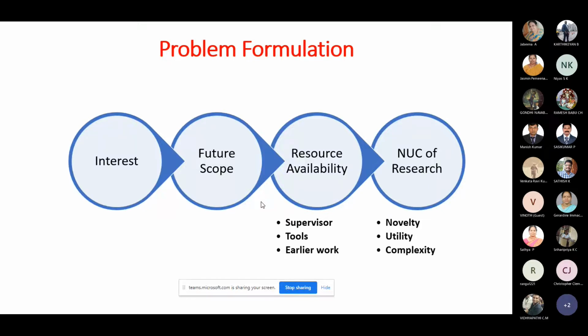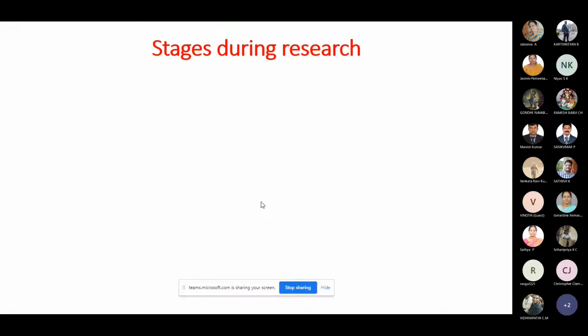First I must have the interest to understand the problem, and what is the future scope of the problem, what is the resource availability to address the problem, and what kind of injection or addition of the NUCs for understanding the problem. And coming here, I have formulated the problem. I am really all set for doing the research. Let us enter into the research.